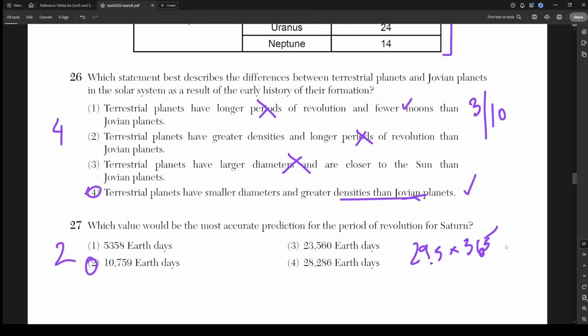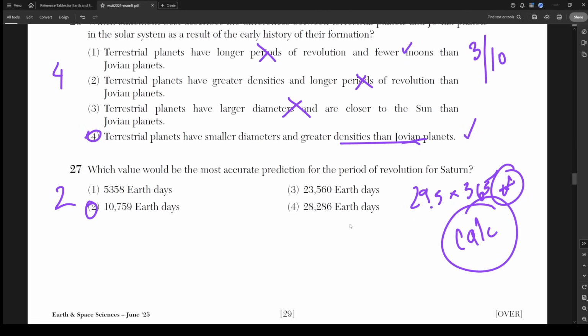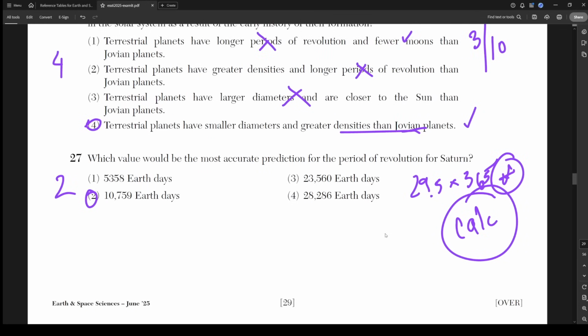Now, I'm going to put a star next to this. So far, this is the only time we needed a calculator. We're 27 questions in. That's the only time we needed a calculator. Otherwise, this was really easy. I'm going to be giving this a 2 out of 10.